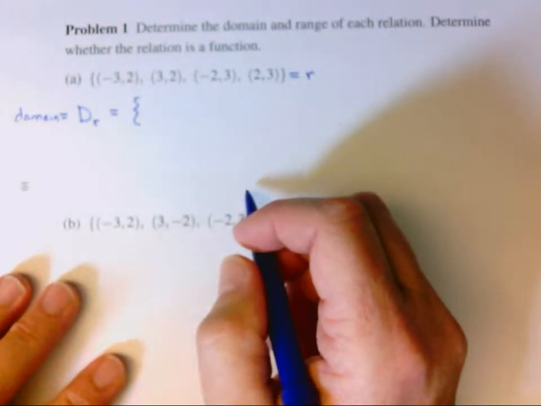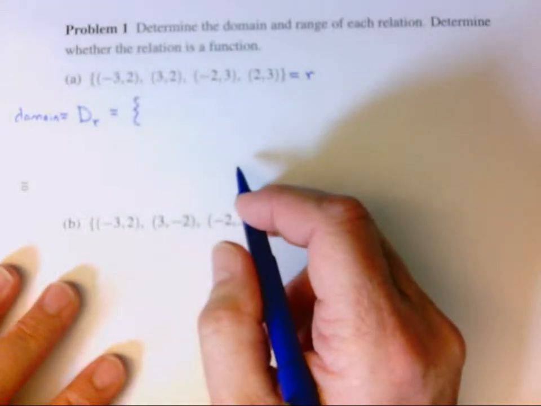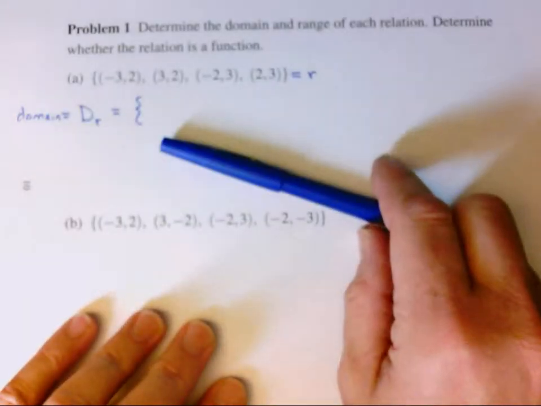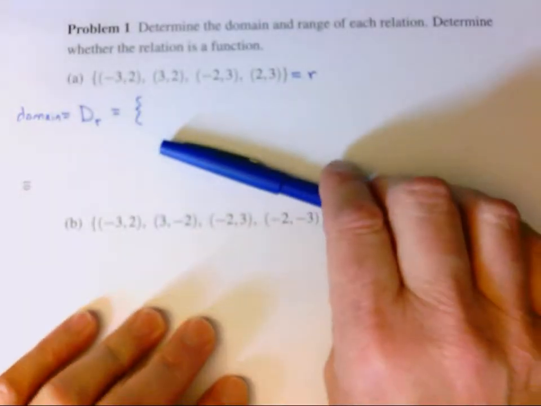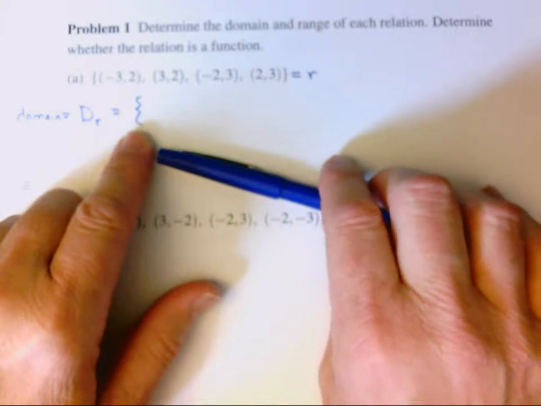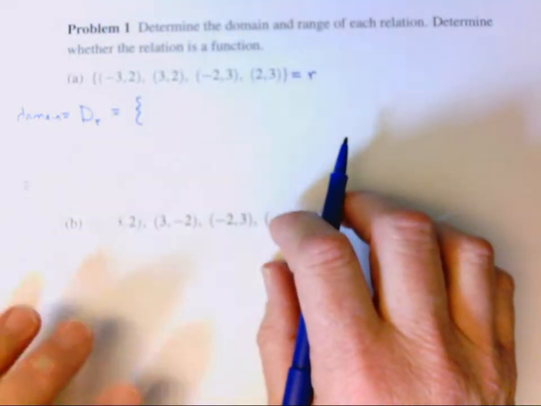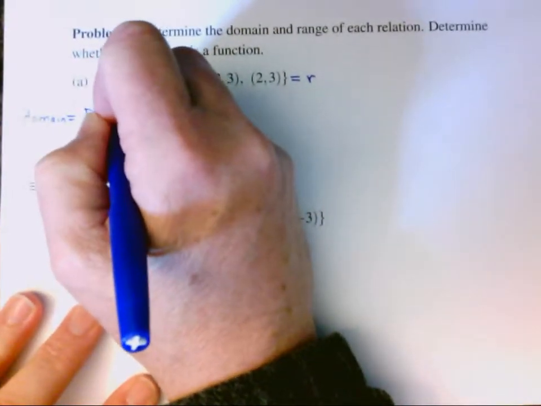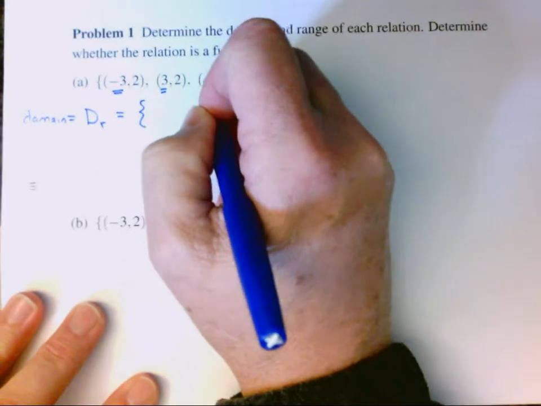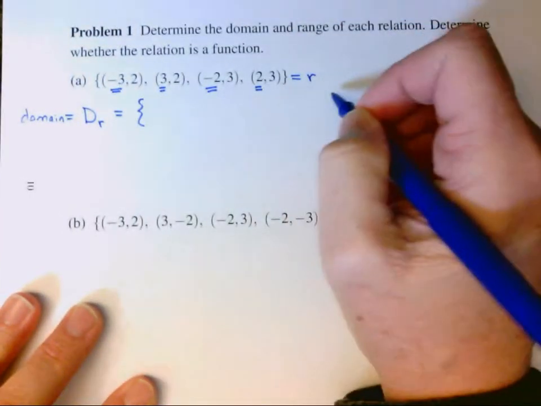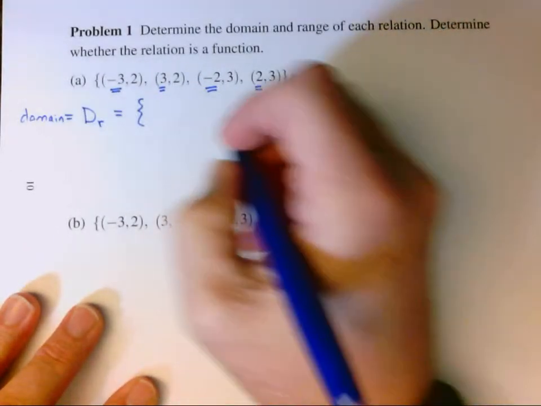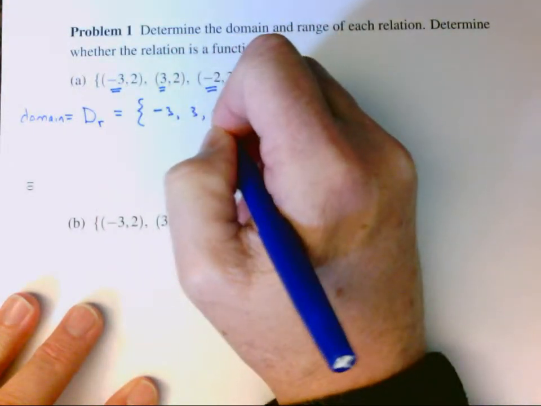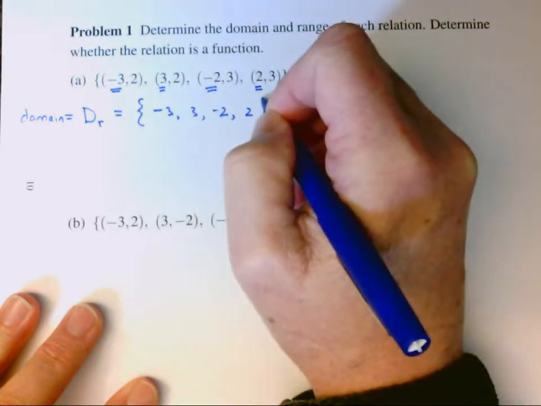We'll see here in a second that it's going to have 4 elements. And so I'm going to use set braces. I was fiddling there trying to get the focus to work a little bit better. And the domain is the set of all x values in the relation. So I've underlined the x values there. So the domain would have a -3, it would have a 3, it would have a -2, and a 2.